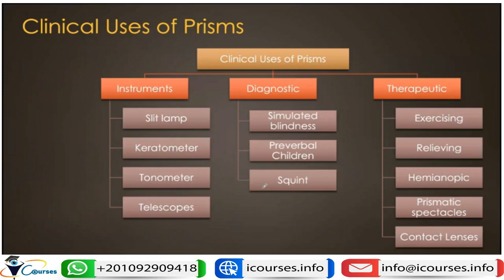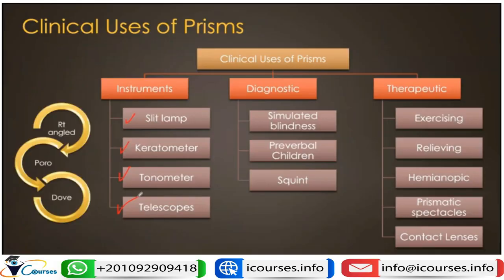Let's now talk about the clinical use of the prism. Why do we use prisms? We use prisms for different purposes. First of all, it is incorporated in different ophthalmic instruments, for example, the slit lamp, the keratometer, the tonometer, the telescopes. So different ophthalmic instruments use the prism for its ability to deviate light.